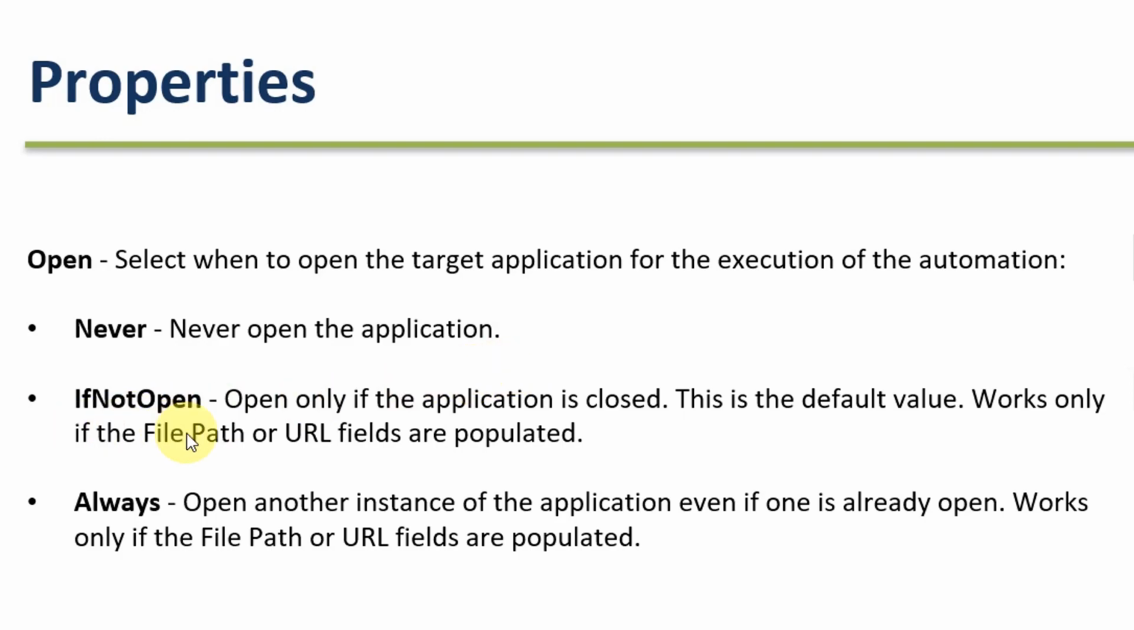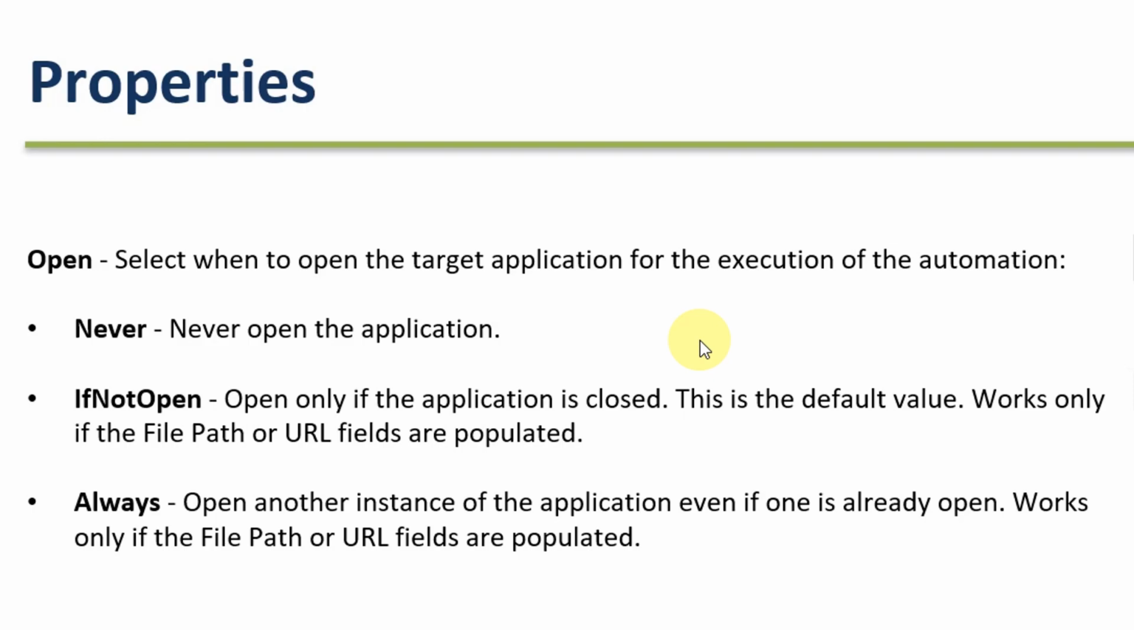The second option is if not open. Open only if the application is closed. This is the default value, right? Works only if the file path or the URL are populated, right? That makes sense. If it is not already open, then only this activity would open it. But if you select always, irrespective of whether another instance is open, it will always open a new instance, right? So depending on a requirement, guys, you need to decide how you open your applications, right?